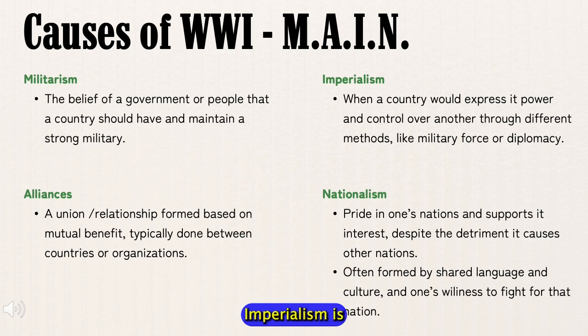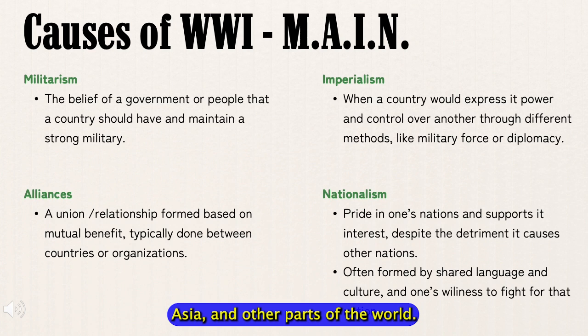Imperialism. Imperialism is when a country shows its power and control over another, often through military force or diplomacy. Before World War I, European nations competed to build empires by taking over colonies in Africa, Asia, and other parts of the world. This competition created rivalries and increased tensions between the major powers, as they all wanted to dominate more land and resources.